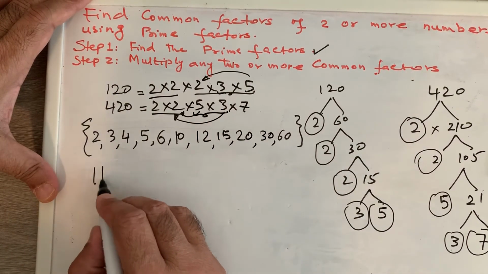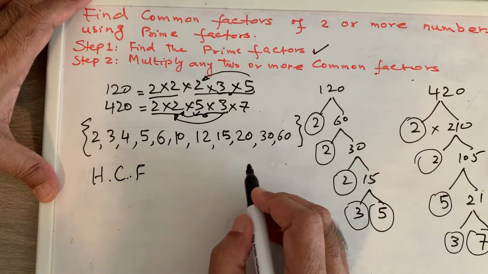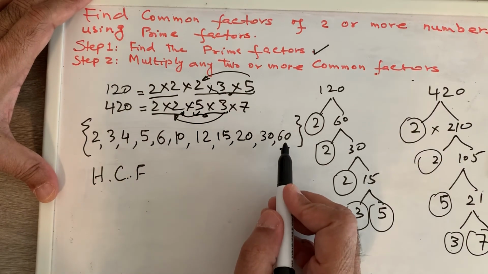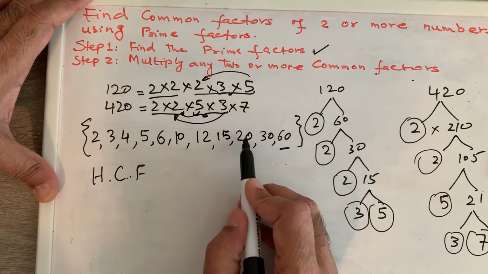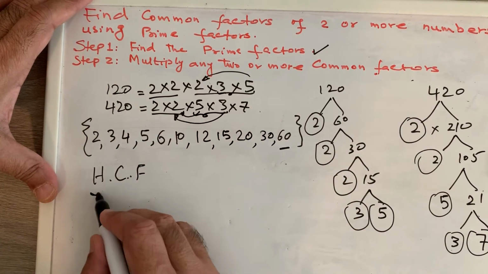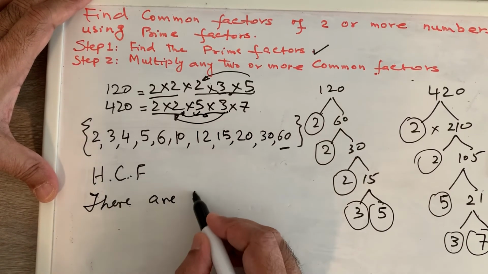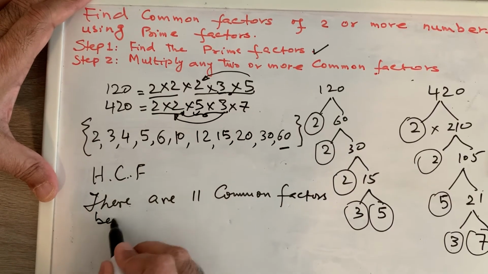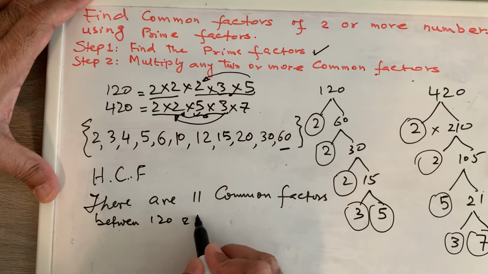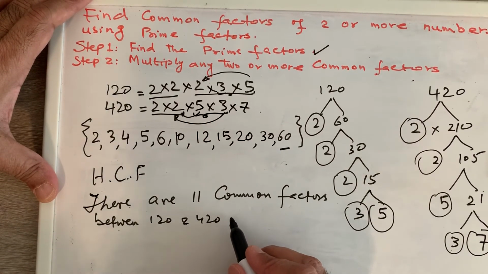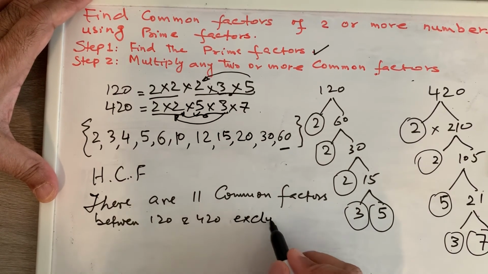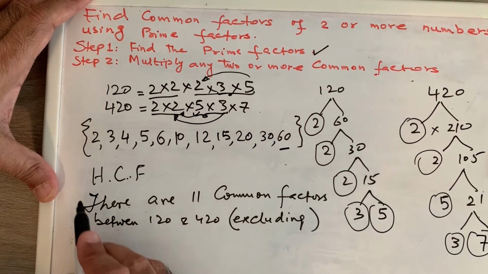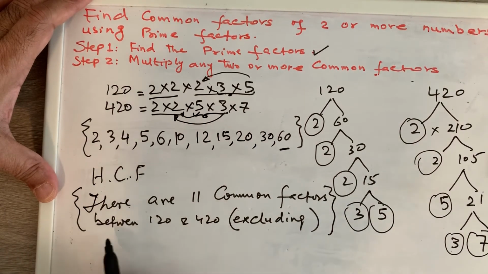If I ask who is the highest common factor, you can see that the highest common factor is 60. Right? This is the highest common factor which we can say. Can you count them? How many common factors are there between 120 and 420? 1, 2, 3, 4, 5, 6, 7, 8, 9, 10, 11. So there are 11 common factors between 120 and 420, excluding 1. We are not counting 1 as a common factor. We did not take it, because 1 is always common to each and every number, right? 1 is there. But there are 11 common factors between 120 and 420.